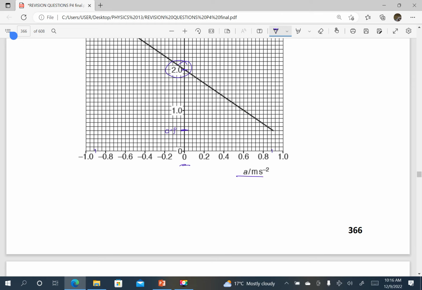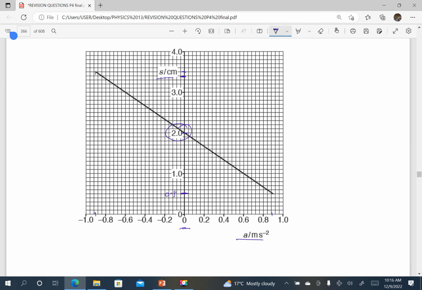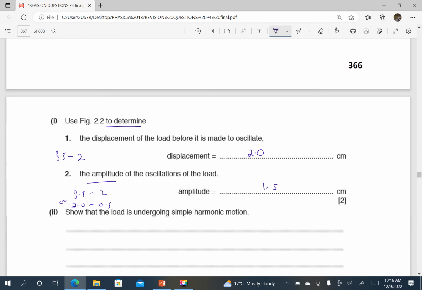Show that the load is undergoing simple harmonic motion. Of course, yes. Number 1, it is a straight line. Although it doesn't go through the origin, the straight line indicates that acceleration is directly proportional to displacement. Number 2, the gradient is negative, which shows that the acceleration is in the opposite direction of the displacement. Number 3, the displacement from the equilibrium position is the same above and below. So that means it is simple harmonic motion.